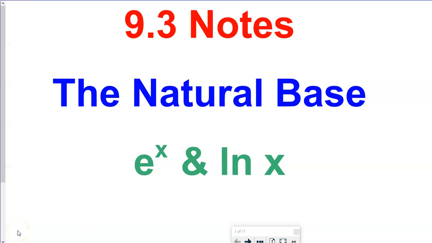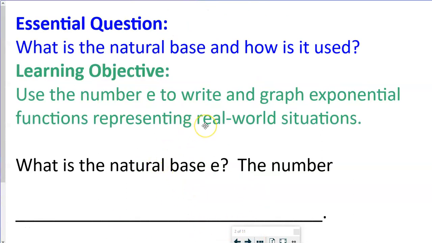So today we're going to talk about the natural base, e to the x and ln. Our essential question is, what is the natural base and how is it used? Our learning objective is to use the number e to write and graph exponential functions representing real-world situations. We're going to do more of the real world on Monday.